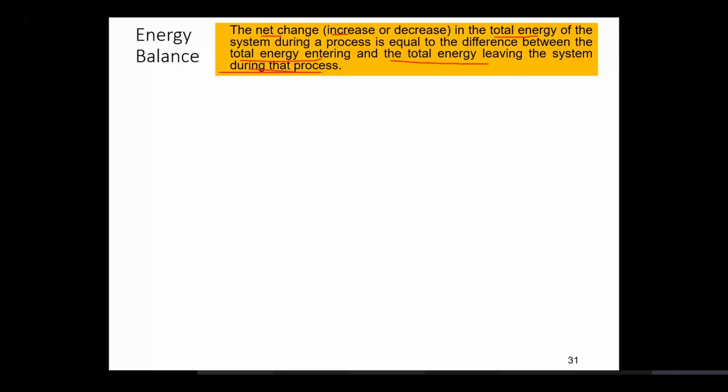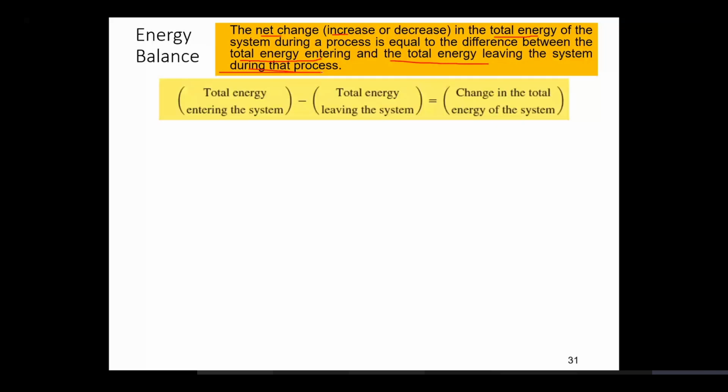All right. So the equation is that total energy entering into a system. What are the mechanisms by which it could enter into a system? It could enter in the form of heat, it could enter in the form of work, it could enter in the form of mass. Similarly, it could leave the system in the form of heat, work, and mass. These are the energy interactions that can take place.